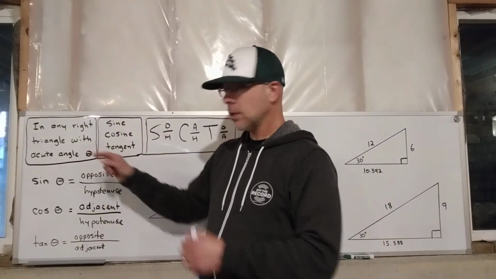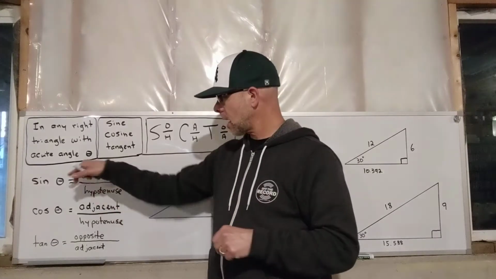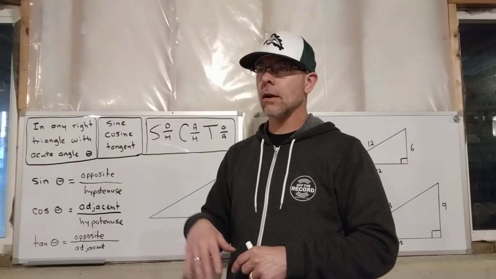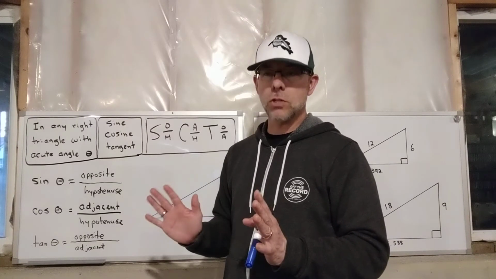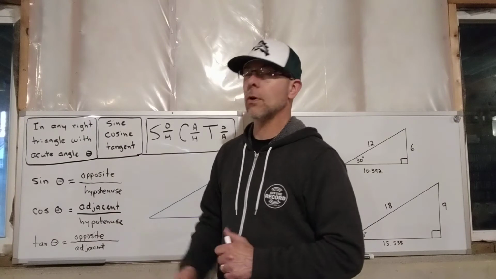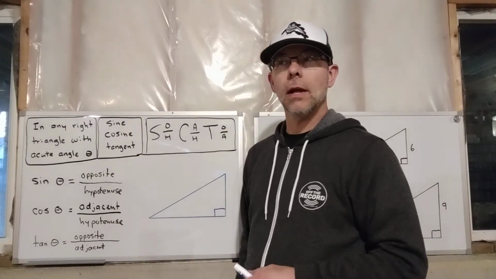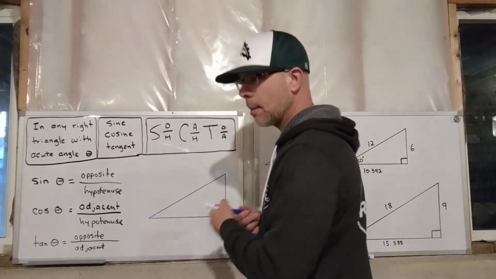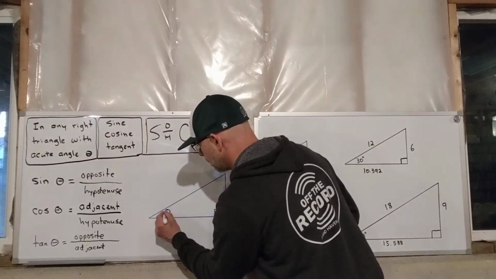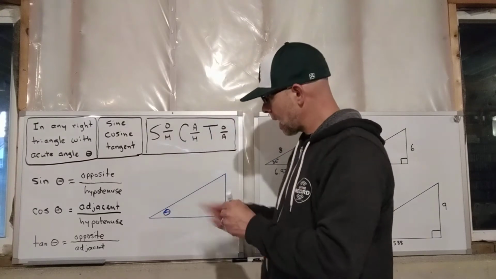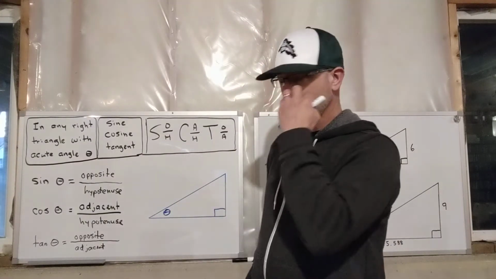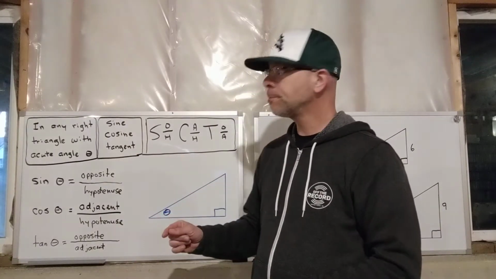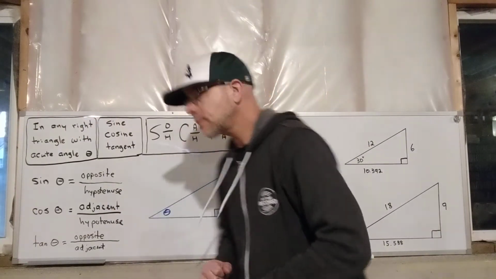This weird symbol looks like an O with a horizontal slash through it. That's called theta. Theta. It's a Greek letter. Think of it as X. It could just very well be X. But it's very typical in trigonometry to use that weird letter. So it says in any right triangle with acute angle theta. I'm going to put that here right now. Meaning I want us to look at that angle in a few minutes. Here is what the definition of sine, cosine, and tangent are. Actually, we'll get to that in a minute.